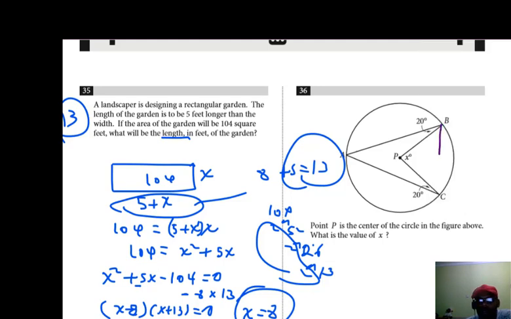Okay, let me just join this one. Obviously this is x, because x is the center angle, and the intercepted angle is half of it. This is half of the center angle. So if this is 20, let's find this angle first, which means this and this are equal, and we have an isosceles triangle because they are radii.